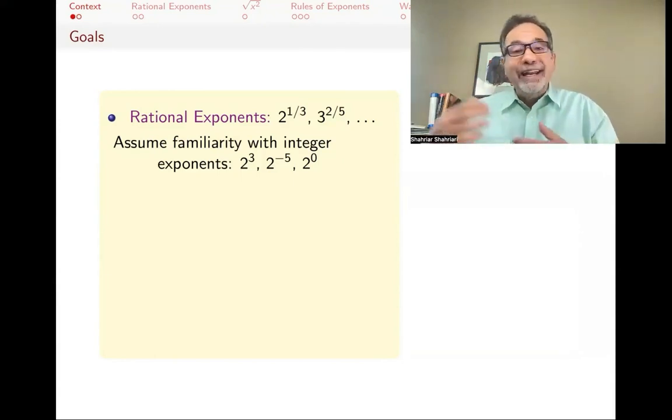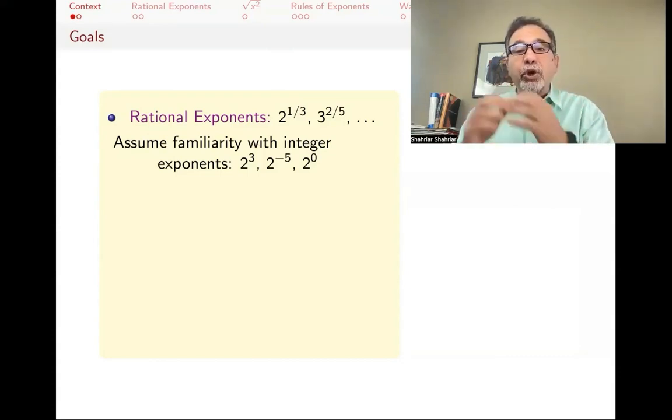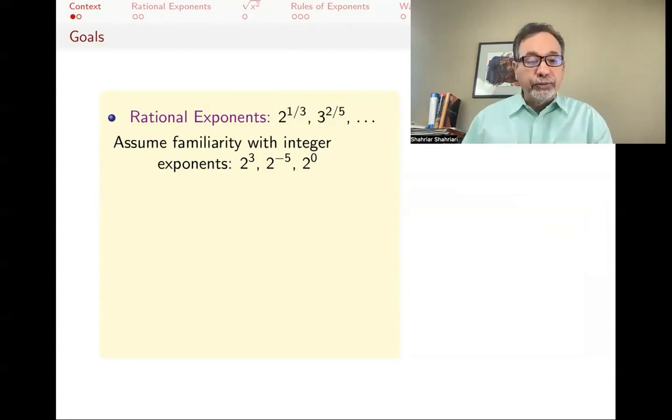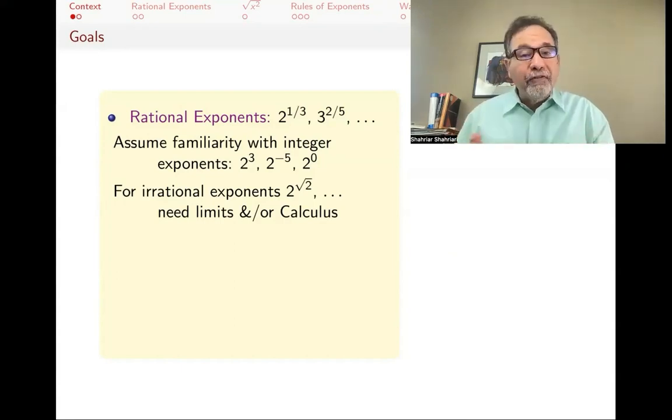2 to the 0, in fact, anything to 0 other than 0 to the 0 is 1. These are all subject of a previous lecture. If you're not familiar with those, please watch that video first. Now, beyond the rational exponents, there are other things exponents could be, things like square root of 2. And for that, you need more fancy tools. We will talk about that briefly at the end.